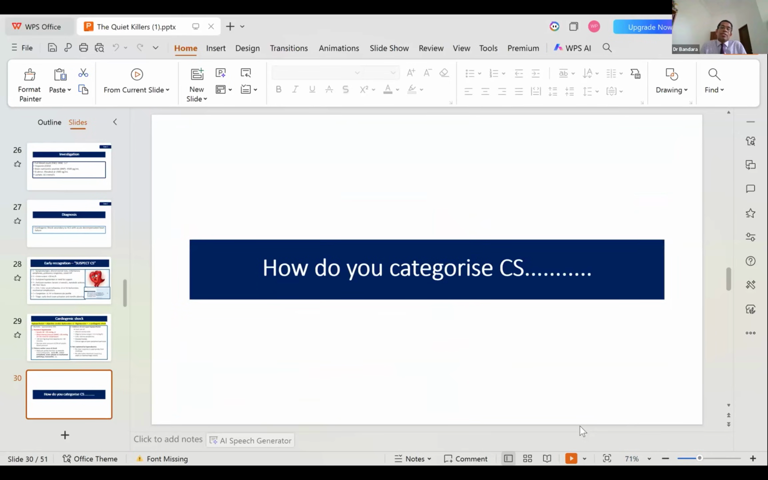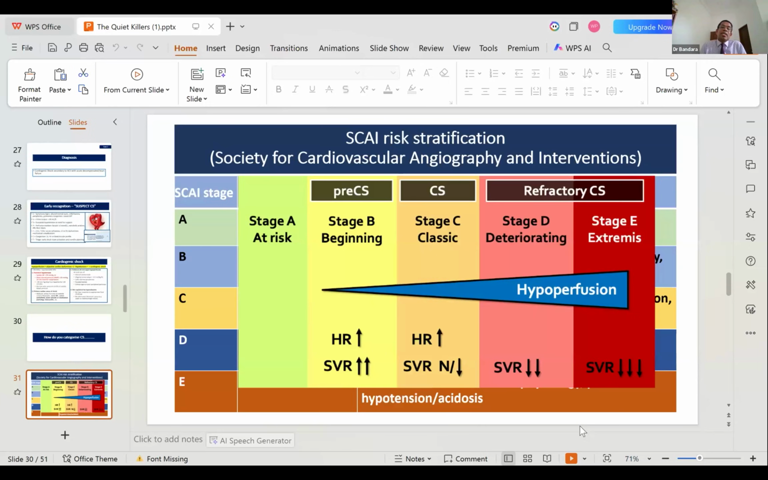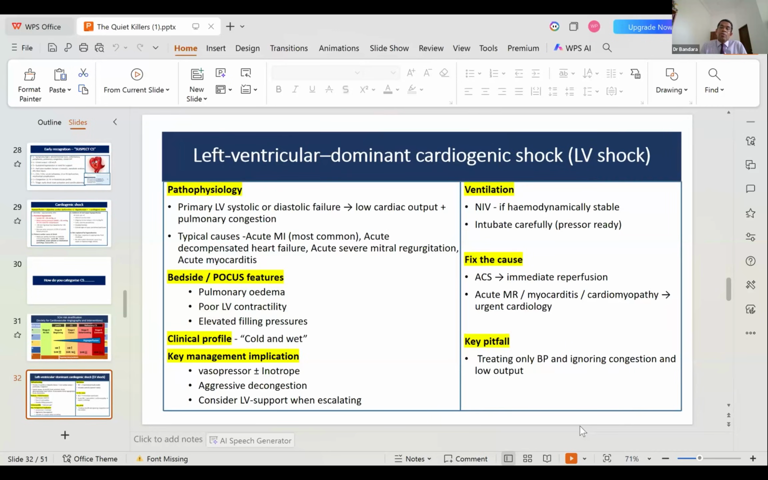So how do you categorize cardiogenic shock? Basically there are pre-cardiogenic shock and refractory cardiogenic shock. But nowadays, we usually classify it by phenotypes. There are 5 phenotypes: left ventricular, right ventricular, biventricular, mechanical, and functional. All these phenotypes basically depend on the bedside or echocardiographic findings. So I will elaborate one by one quickly.